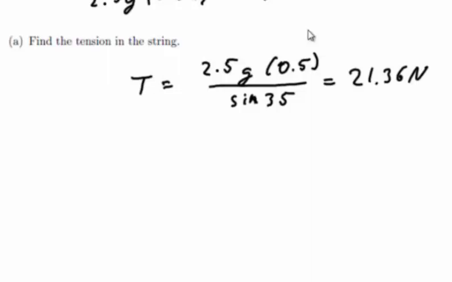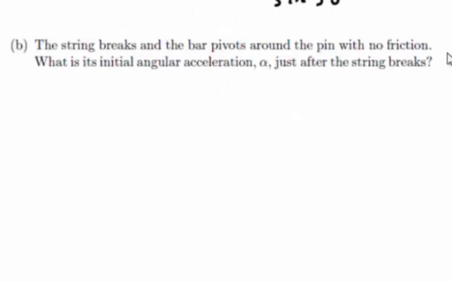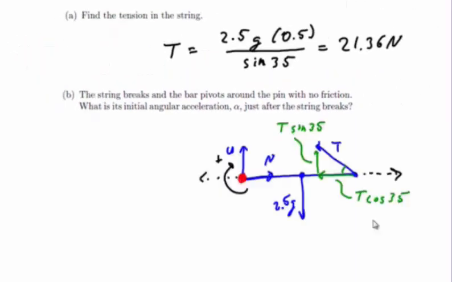Coincidentally, this is exactly the quantity that was asked for in Part A, and we have been asked neither for the upward nor the normal force, and so this ends the analysis of that free body diagram. Let's read Part B to understand where to proceed next. Part B of the problem tells us that the string breaks and the bar pivots around the pin with no friction. We are then asked what is its angular acceleration alpha just after the string breaks.